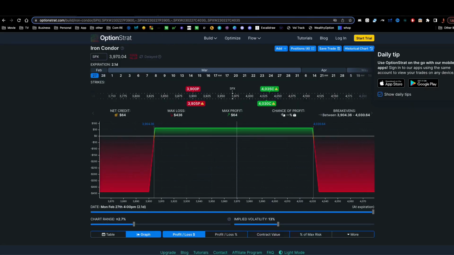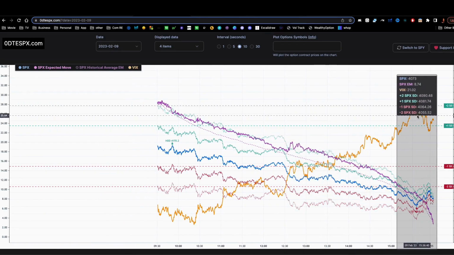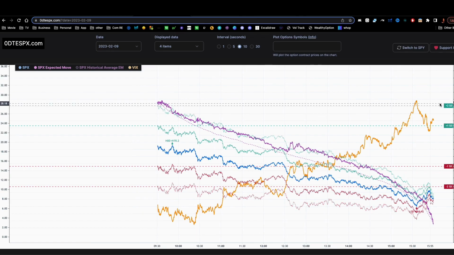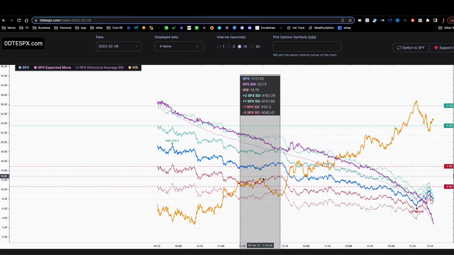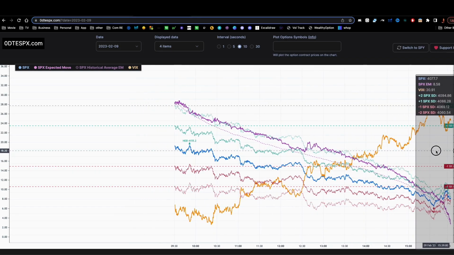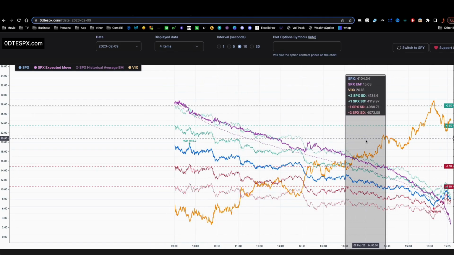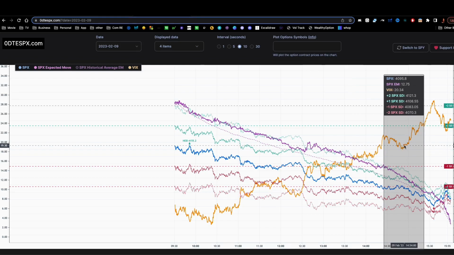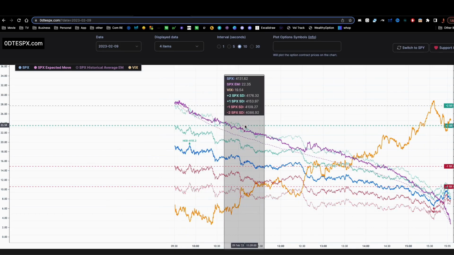So I've already pulled up February 9th on this particular chart right here. This is a very useful website, 0DTESPX.com, especially for SPX day traders. The significance of this particular website is that it tracks the market live, but it tracks several different things at one time. It's going to track your volatility, your VIX. It's going to track your expected move, which is how I trade.